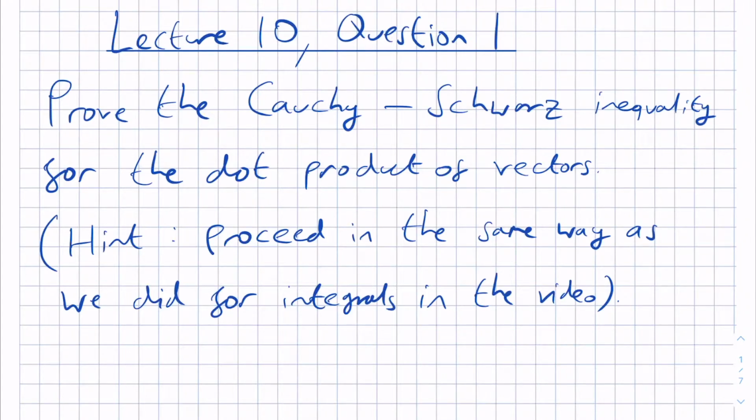The question says, prove the Cauchy-Schwarz inequality for the dot product of vectors. There is a hint, which is to proceed in the same way as we did for integrals in the corresponding video in the course. So for starters, what exactly do we want to prove?